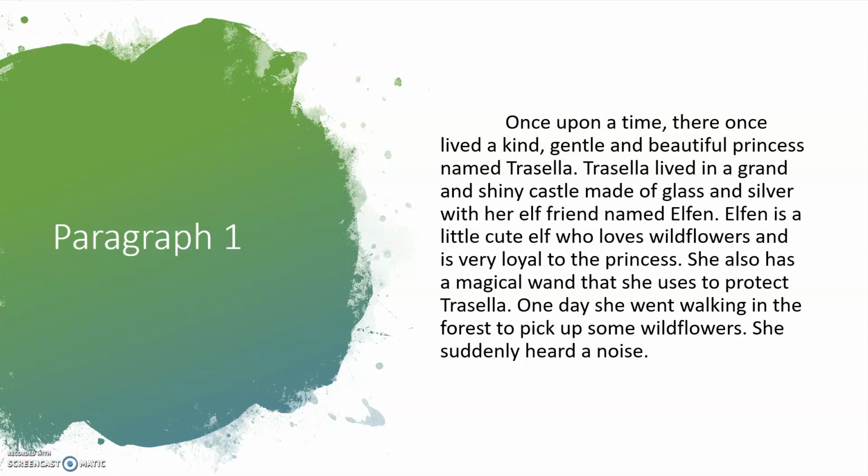Once upon a time, there once lived a kind, gentle, and beautiful princess named Trisella. Trisella lived in a grand and shiny castle made of glass and silver with her elf friend named Elfrin. Elfrin is a little cute elf who loves wildflowers and is very loyal to the princess. She also has a magical wand that she uses to protect Trisella. One day, she went walking in the forest to pick up some wildflowers. She suddenly heard a noise.